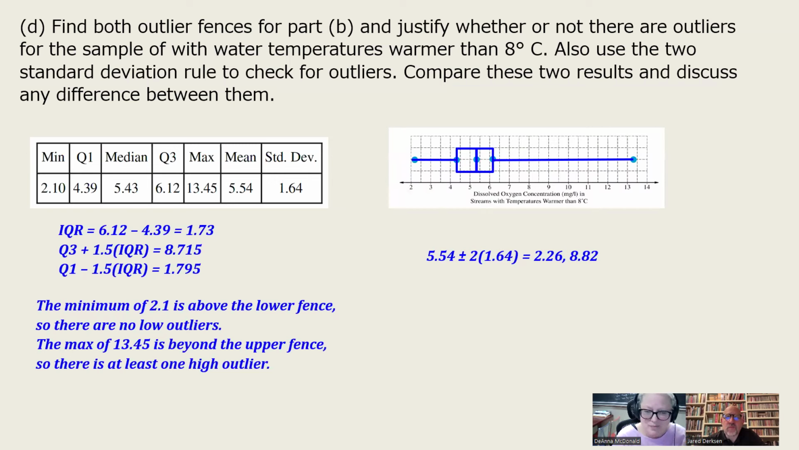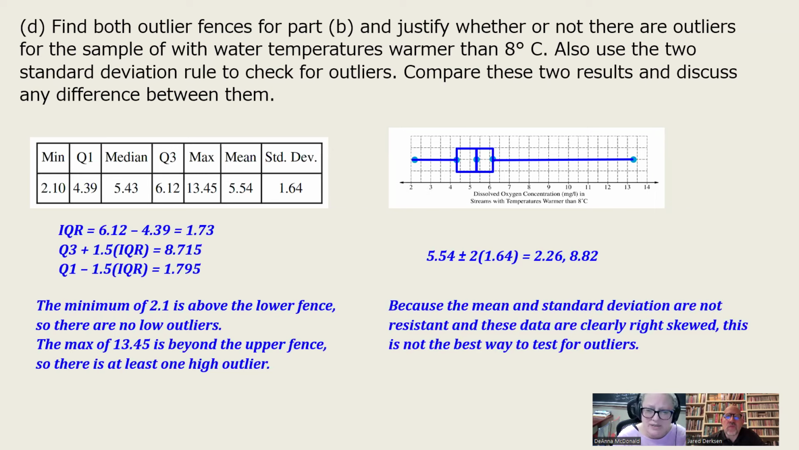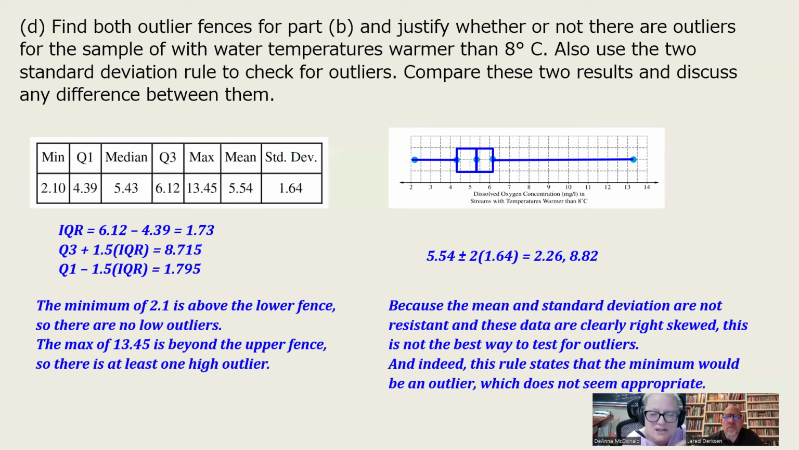So there's my picture. Because the mean and the standard deviation are not resistant, and these data are clearly right skewed, this is not the best way to test for outliers. In fact, in my class, we're not allowed to do that at all. So notice that this rule, the 2 standard deviation rule, would tell us that the minimum would be an outlier because the minimum is beyond 2.26. It's 2.10. That doesn't at all seem appropriate when I look at the picture. So because there's this inconsistency and inappropriateness, the difference between them is I feel more confident with the IQR rule than I do with the standard deviation rule.